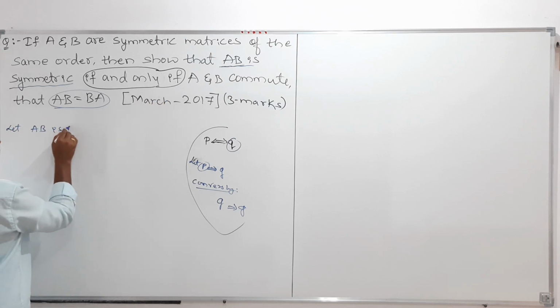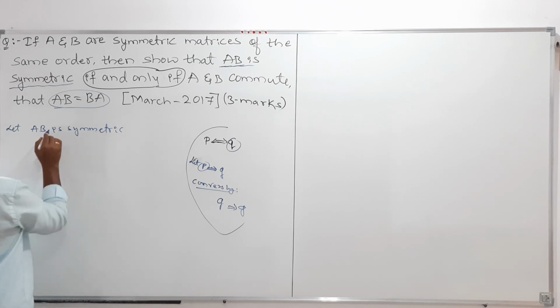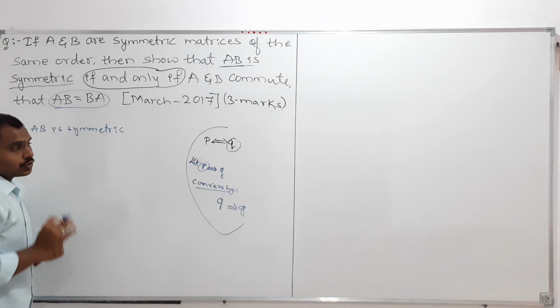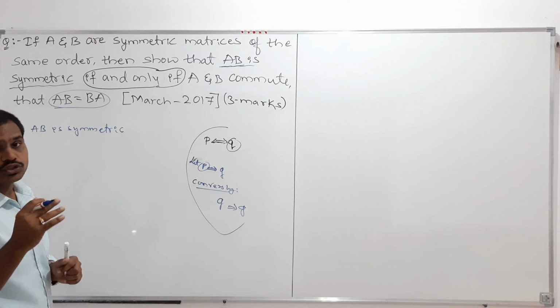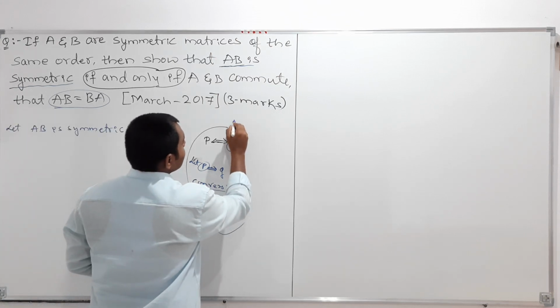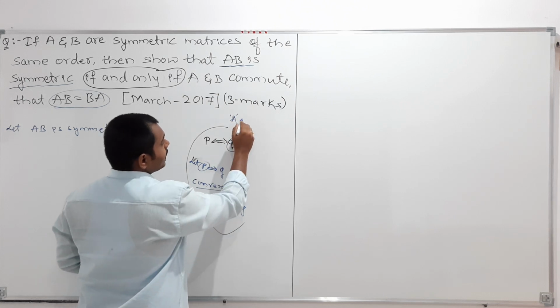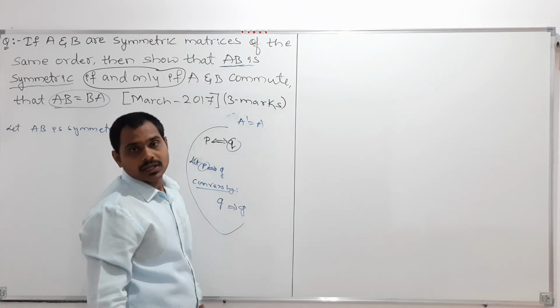So for that, first I will consider, my dear students, let AB be symmetric. Before that, we should know what is meant by symmetric and skew symmetric. Already discussed. We should know what a symmetric matrix means. So my dear students, a matrix A is said to be symmetric if A transpose equals A. Clear?